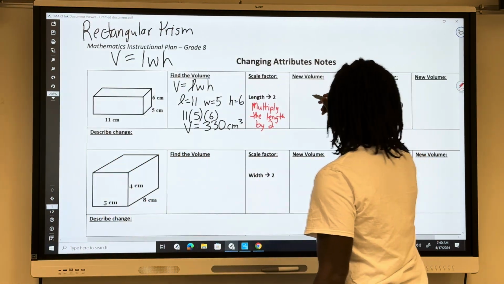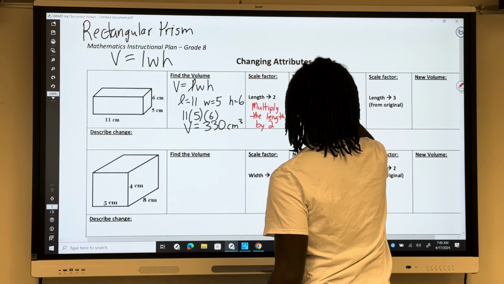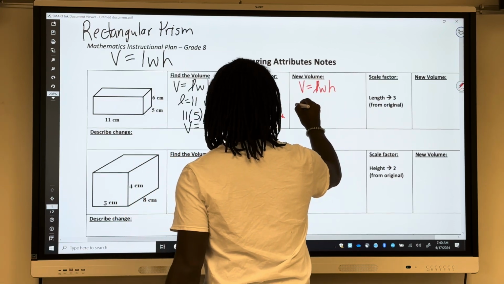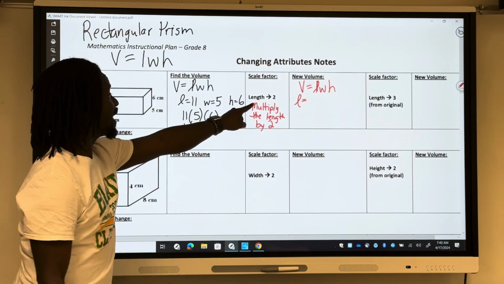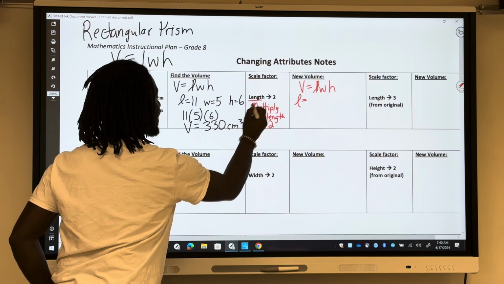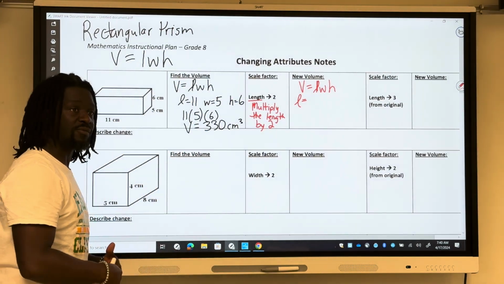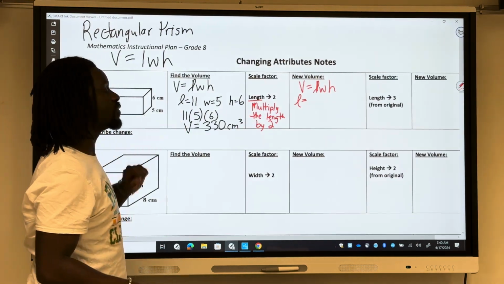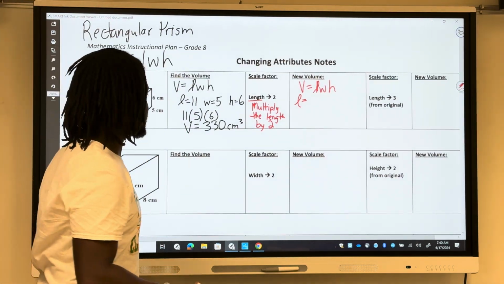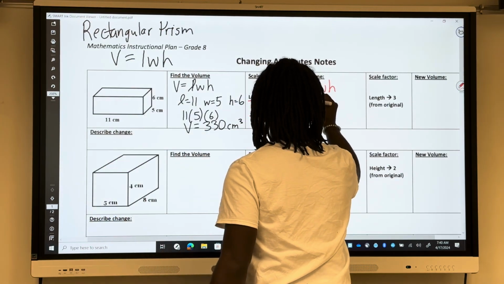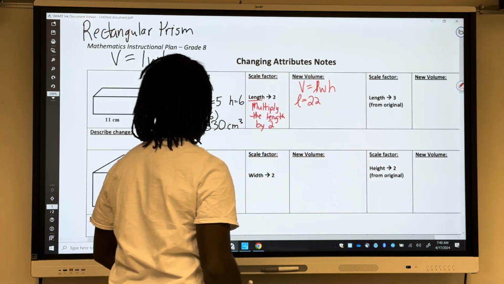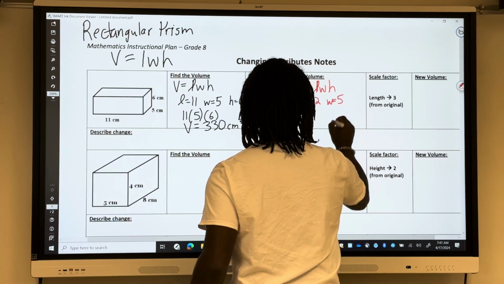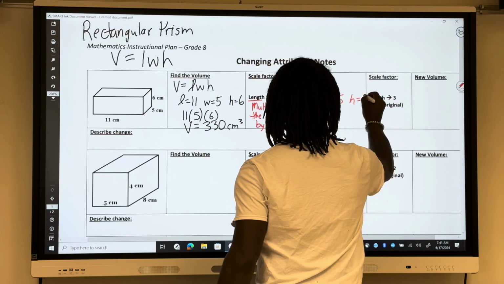So now, again, I'm going to start by writing my formula again. Volume is length times width times height, okay? Now my new length, after I am doubling my length by a scale factor of 2. Whenever it gives me the scale factor, I am just going to take that number and multiply it by the length, okay? And so once I double my length, it is now going to be 22, okay? And my width is going to stay the same. That's 5, and the height is 6.